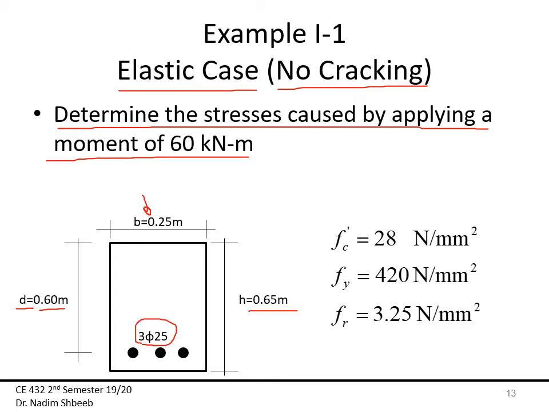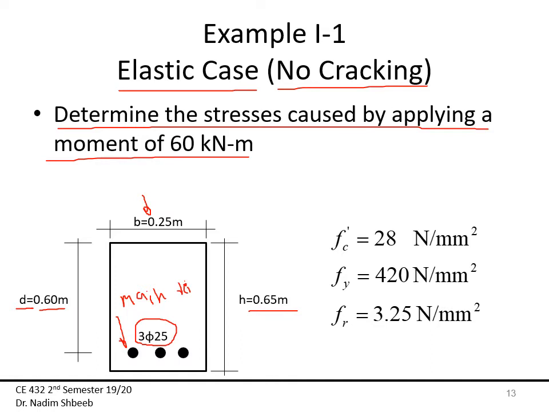I'm using 3Φ25 as my main reinforcement. Usually we call that main reinforcement. Now, Phi is usually indicative of the diameter of the steel bars. So when I say Phi 25, I mean the diameter of the bar is 25. If I say Phi 20, then the diameter is 20.